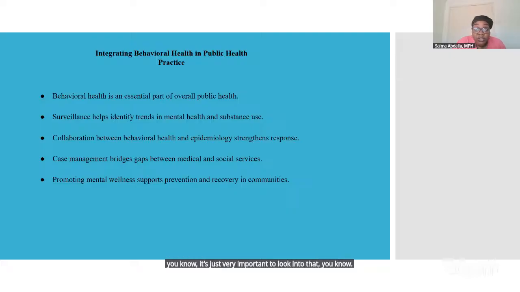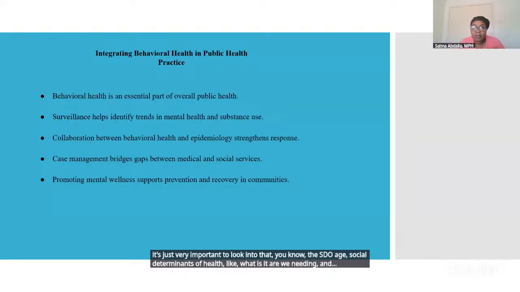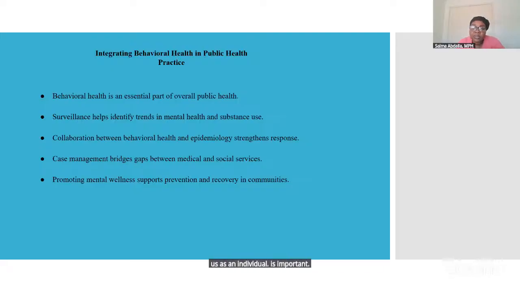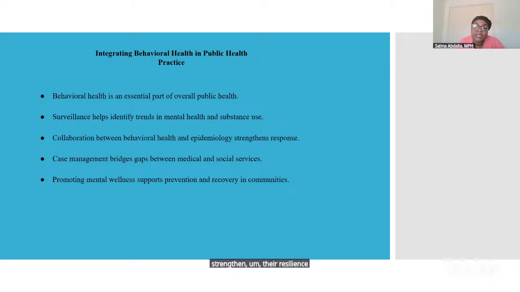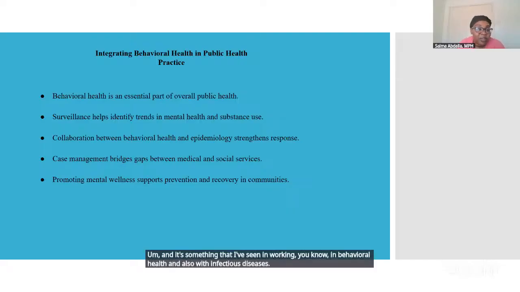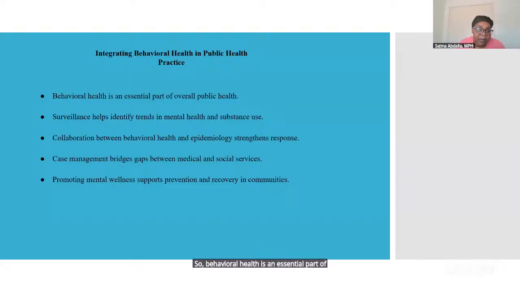The SDOH, social determinants of health. What are we needing? Are we needing access to healthcare? We need to see a provider. How is that going to affect us as an individual? That is important. Promoting mental wellness and connecting clients to supportive services actually strengthens their resilience and helps them recover faster. It's something I've seen working in behavioral health and also with infectious diseases. So behavioral health is an essential part of overall public health.